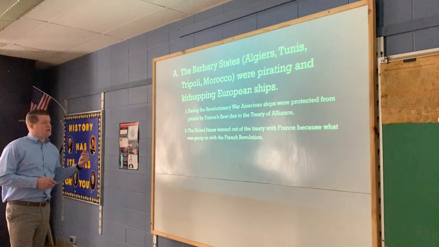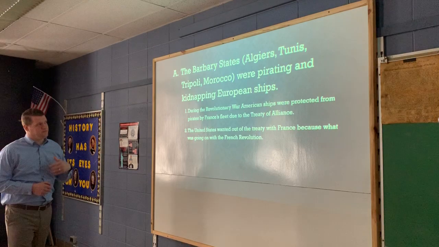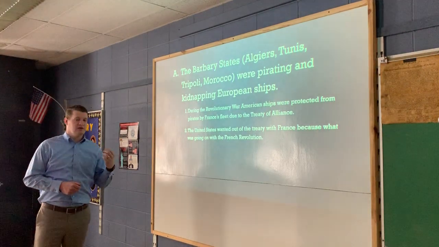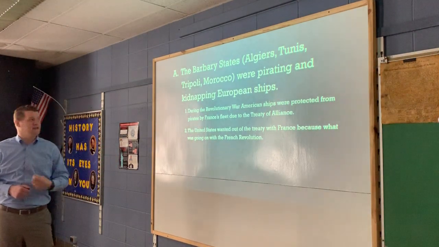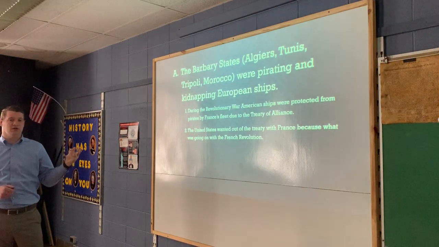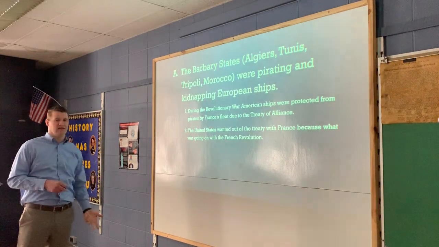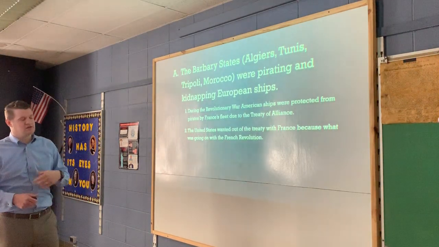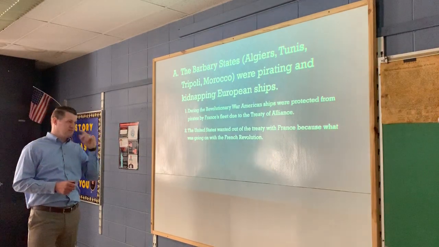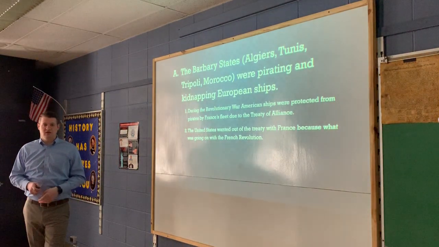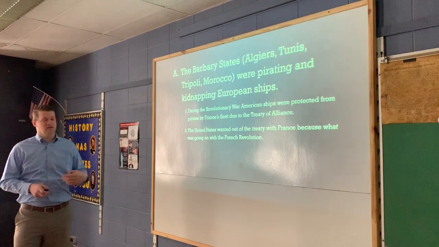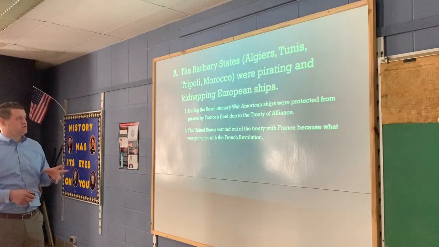So the Barbary States, Algiers, Tunis, Tripoli, and Morocco, these 4 countries in North Africa were pirating, kidnapping European ships, kidnapping American ships. They'd kidnap the sailors. They would either burn or steal the vessels. They would take everything on board, steal all the goods and anything that the merchants were shipping or trading. They'd take all of that in the Mediterranean Sea there.